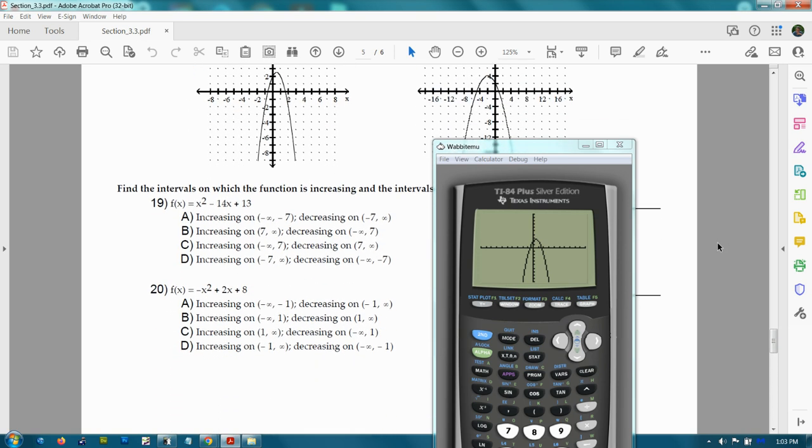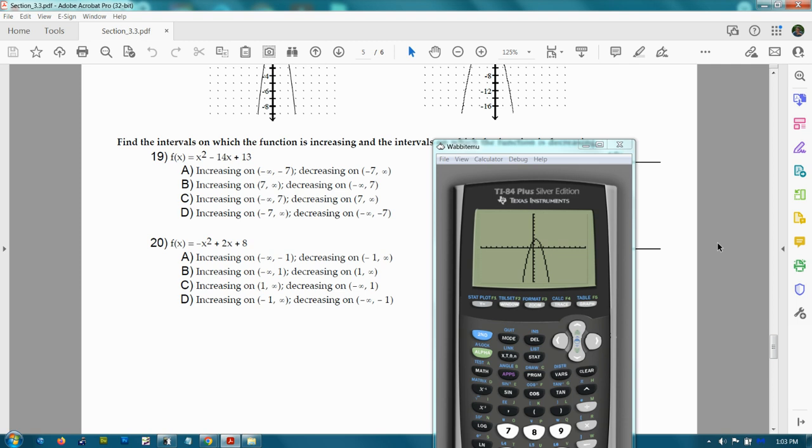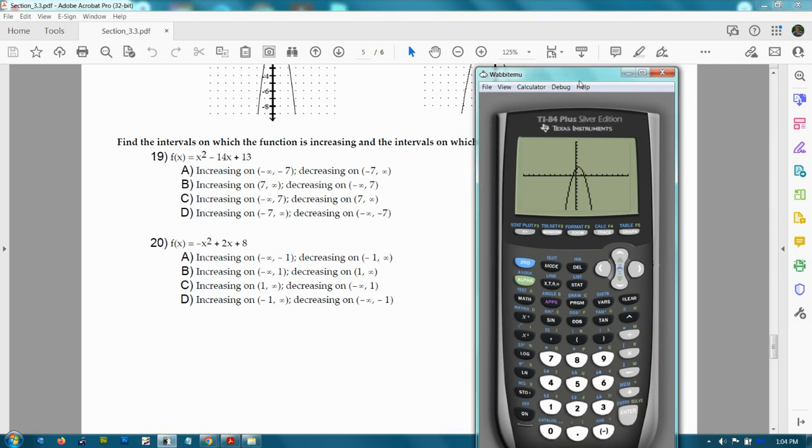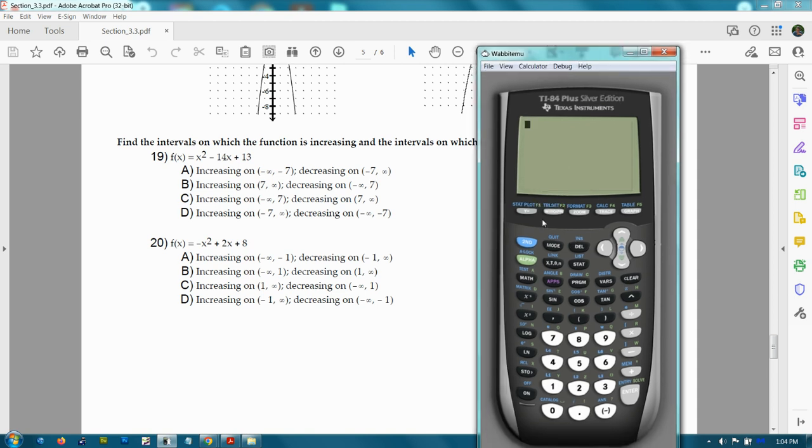All right, now here we've done these increasing and decreasing, and he wants us to revisit it. Here again, the idea was to find the vertex, but it's just as easy for us to graph these things and find out where it's increasing and decreasing. So we got y equals, number 19, let me clear this off, x squared minus 14x plus 13.